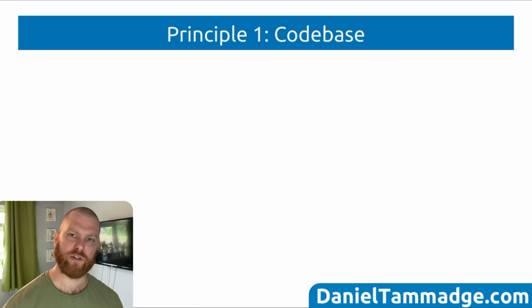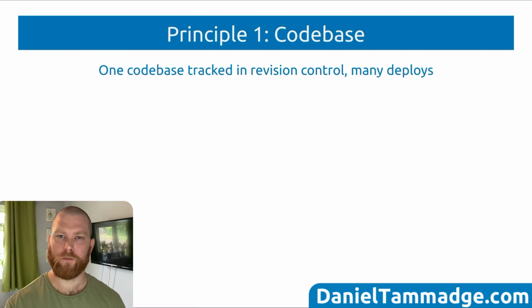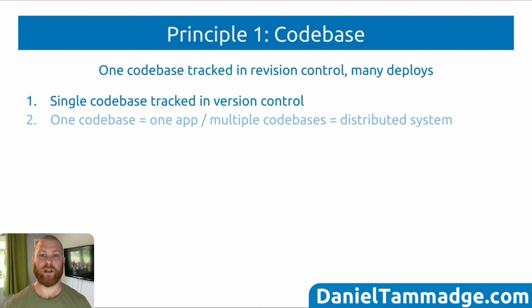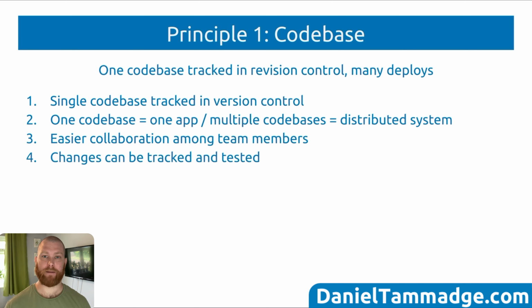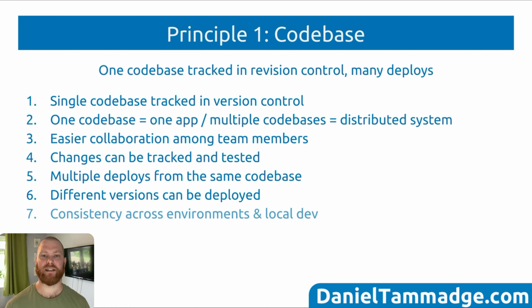Well, the first principle is codebase. One codebase tracked in revision control, many deploys. This is the principle of having a single codebase that's tracked in a version control system that allows for easier collaboration among team members and ensures that changes can be tracked and tested, and the ability to deploy multiple instances of the same codebase, ensuring that what is deployed is consistent across environments.